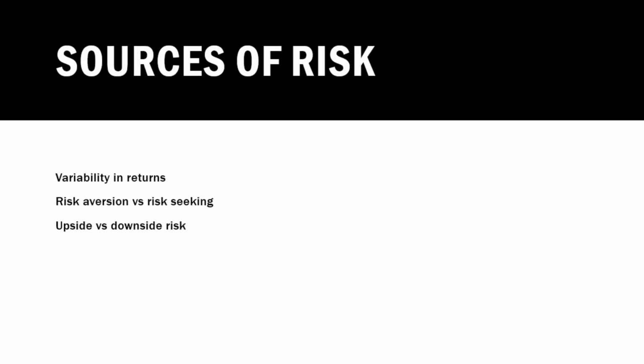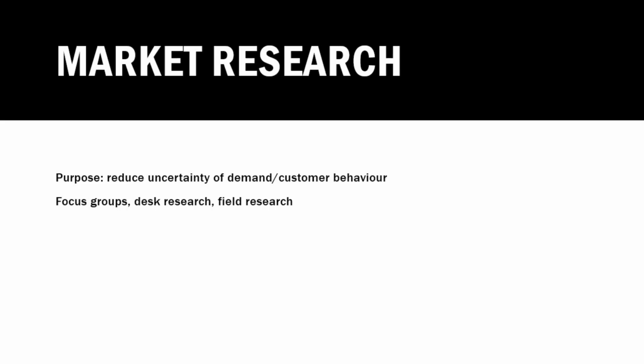Where does risk come from? It comes from variability in returns, from whether managers are risk-seeking or risk-averse, and from the balance between upside potential and downside losses. Recognizing the source of risk is the first step in managing it.